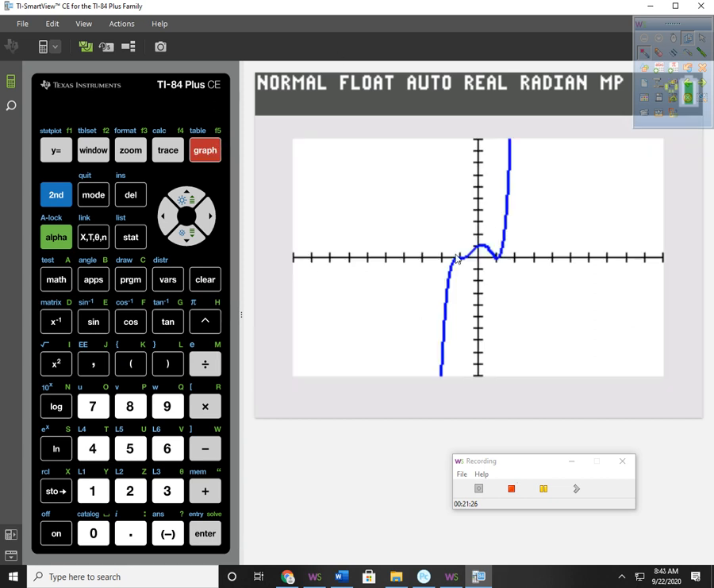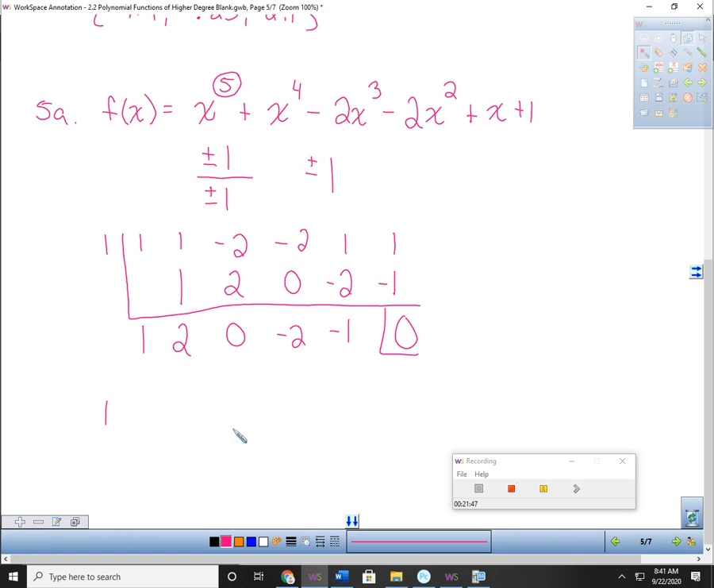All right, so if you look right here, it crosses at negative 1, and it turns on positive 1. So this one actually counts for 2. This one counts 1 time, right? So I could actually divide by 1 twice and negative 1 once. All right, so I'm going to go ahead and divide by 1 again.